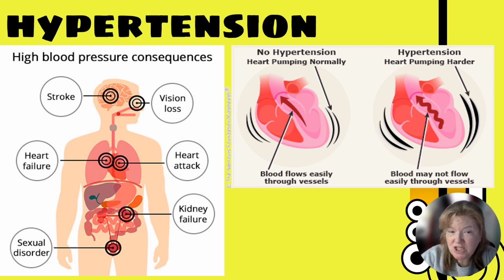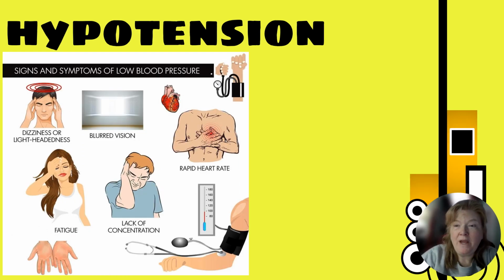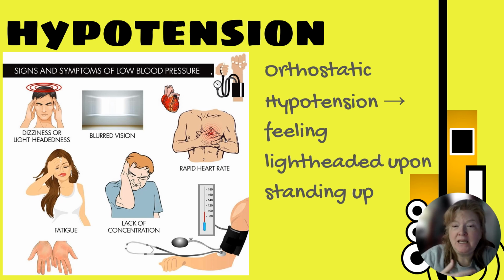We have hypertension, that is high blood pressure above 120/80. We have hypotension, that is low blood pressure below 120/80. Now, there's a specific type of hypotension called orthostatic hypotension, and that's feeling dizzy or lightheaded, or in the worst case scenario, fainting from a drop in blood pressure when you stand up. So sometimes you might stand up quickly, jump up, and feel a little dizzy or lightheaded, and that is because of orthostatic hypotension.